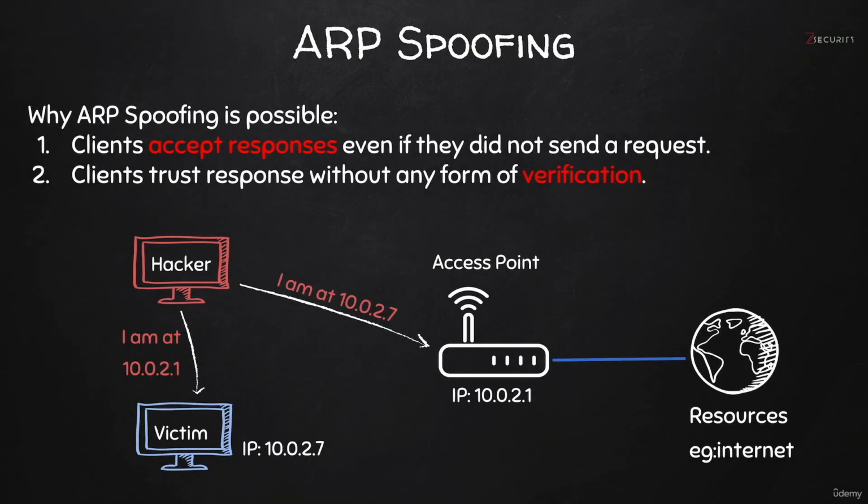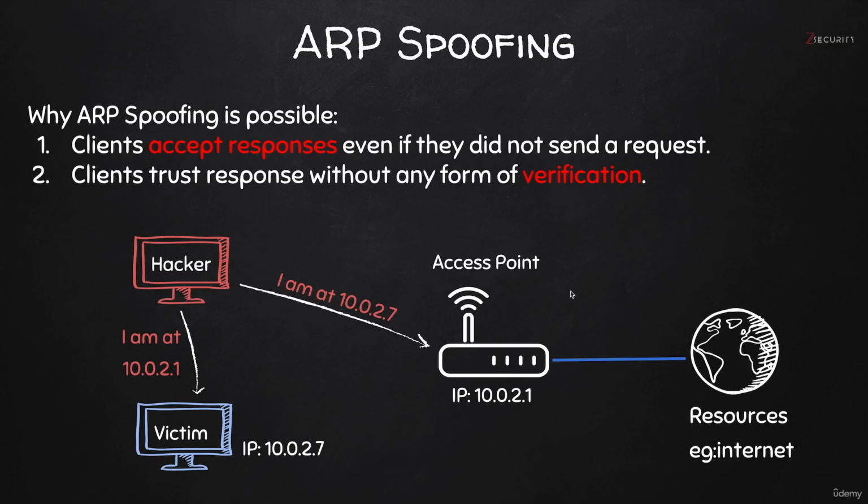Now the main reason why we can do all of this is because ARP is not secure. Because first of all, clients can accept responses even if they did not send a request. So as I said before, we're gonna send a response to the access point and a response to the victim, telling them that I am at a specific IP, without them asking who am I, or without them asking for this IP. I'm just gonna send a response and they're gonna accept that response anyway.